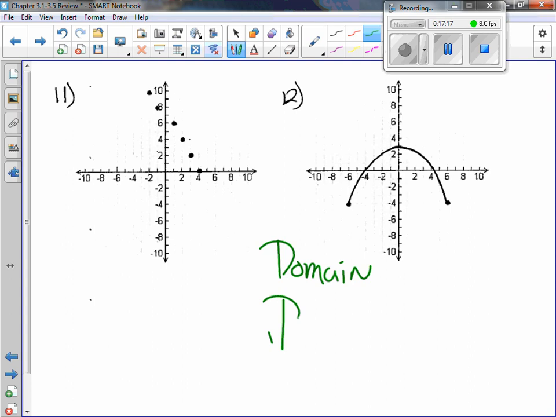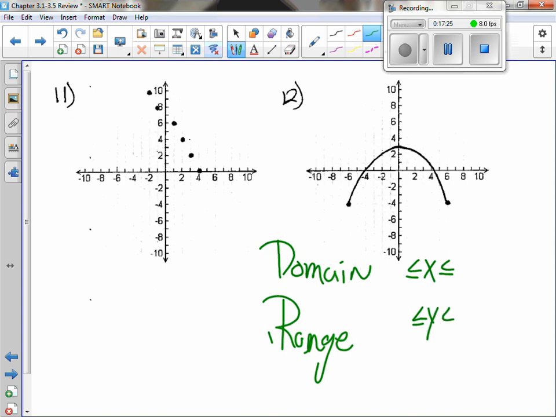Domain and range. So we know we're going to have to use inequality signs because we don't have points. We have a line, yes? It's actually a curve, but we don't have individual points. So when we look at the domain, we're looking at really the x values of the endpoints, yes? So what can we say about the domain for this here? What numbers would we put into this inequality?